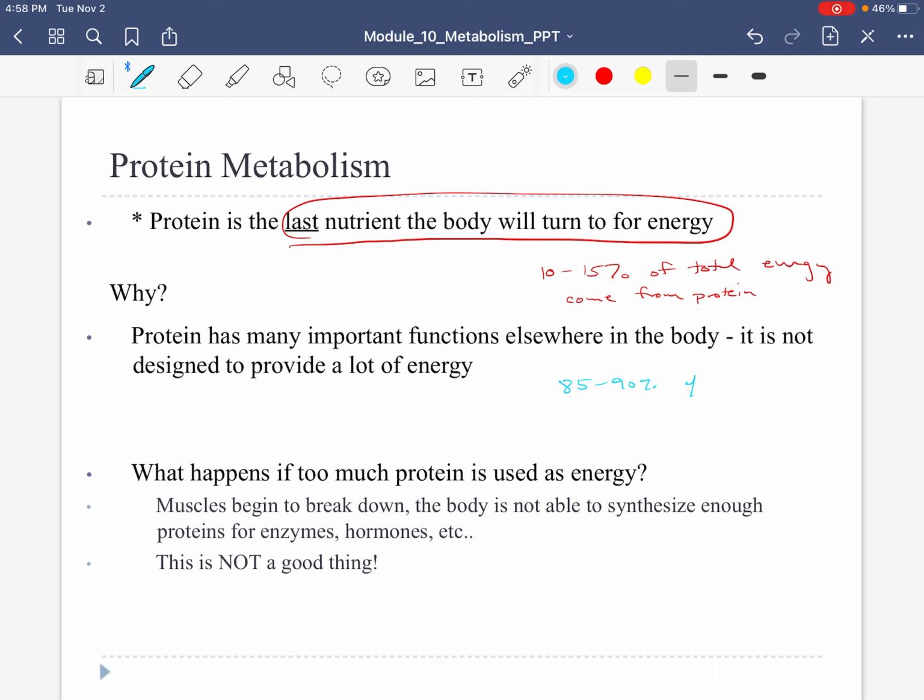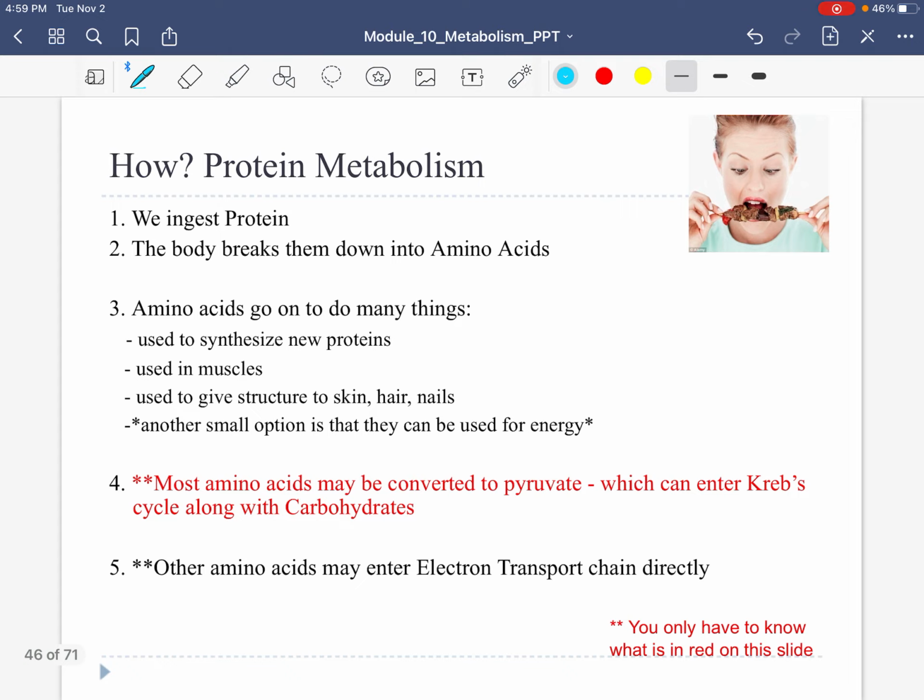And what that means is 85 to 90% of total energy comes from what? Carbs and fats. So we want to burn a little bit of protein for energy, but not too much.